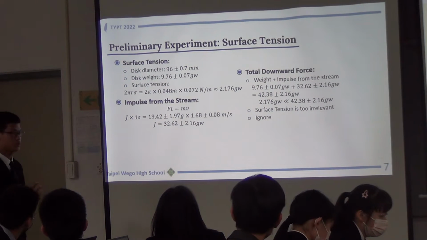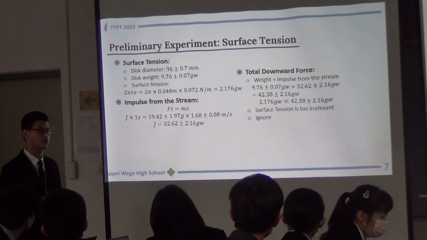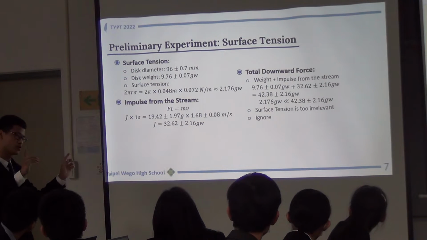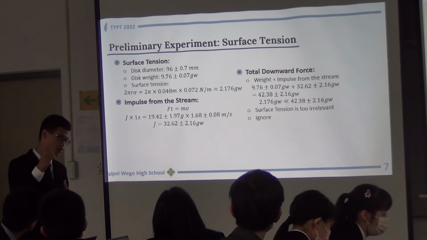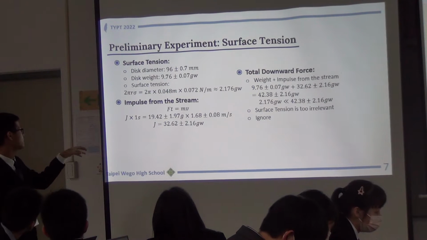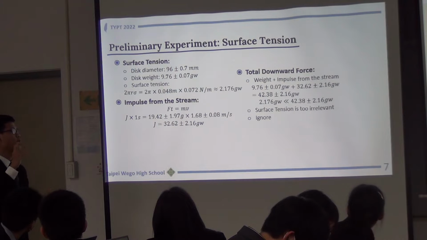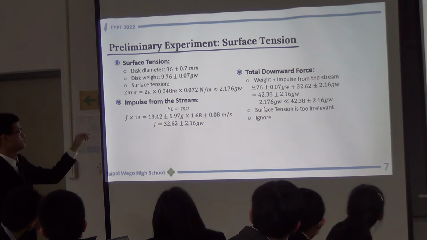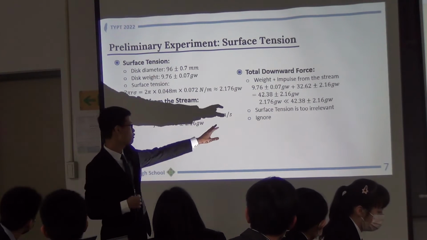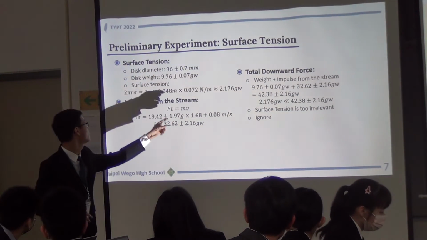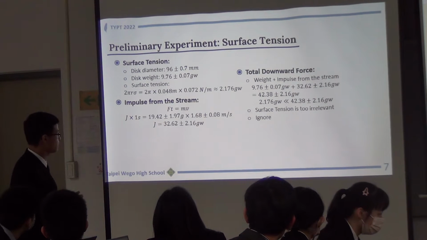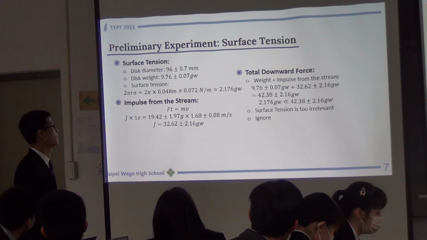For our preliminary experiments, we'll first talk about surface tension, because when the plate is going downwards, the water wall on the side is going upwards, so it should give it an upward surface tension. So we calculate the surface tension, and we also calculate the impulse from the stream and add it up with the weight into the total downward force, and we compare these two values. We find that the total downward force is actually a lot greater than the surface tension. So for simpler calculations, we'll exclude this from our theory.